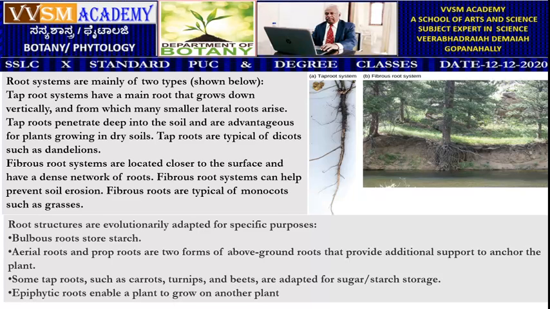Root structures have evolutionarily adapted for specific purposes. Aerial roots and prop roots are two forms of above-ground roots that provide additional support to anchor the plant. Some taproots such as carrots, turnips, and beetroots are adapted for sugar storage and starch storage, or food storage. Then epiphytic roots enable a plant to grow on another plant. These are the important things about the introduction to the root system of the vascular plants.